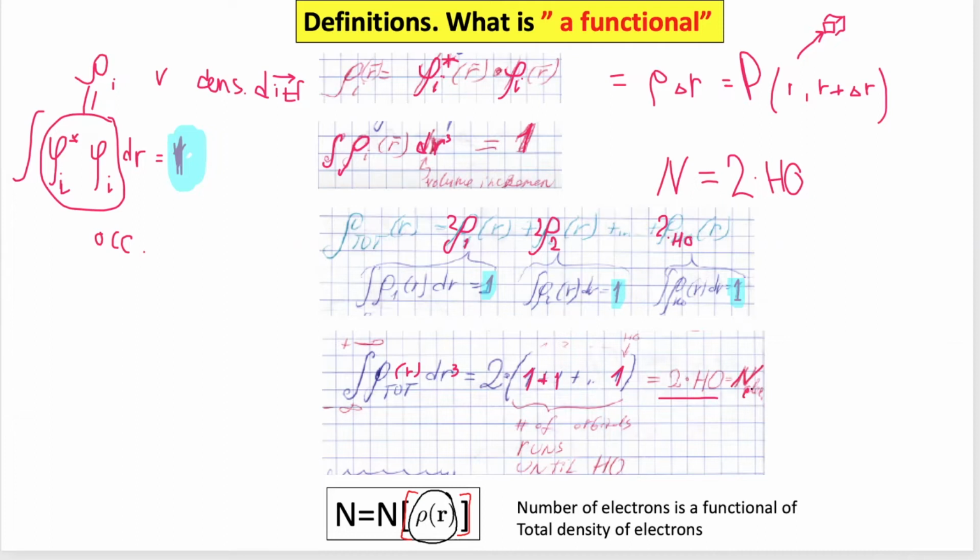Okay. So now we have an indirect definition of the density, or the main property of the density. It is such a function, the total density, that by integrating this function, one will obtain the total number of electrons in the model. Make sense? Yeah.